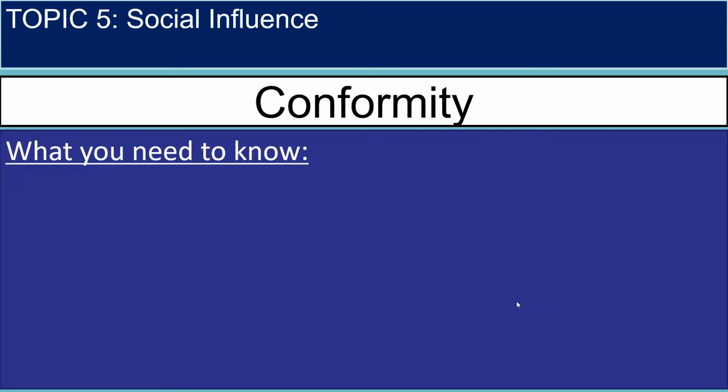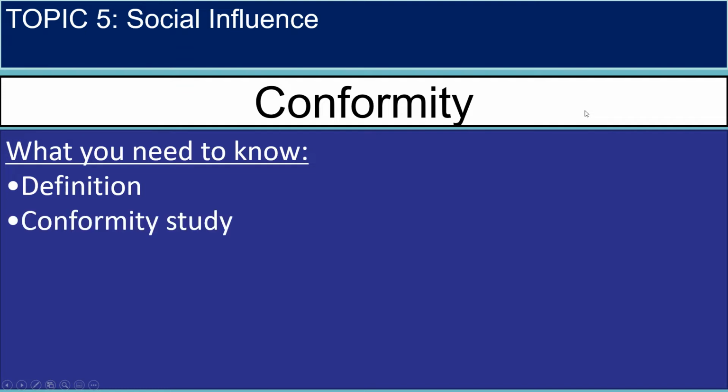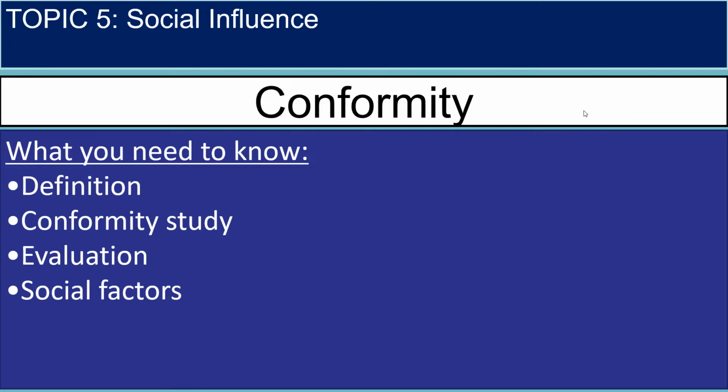In this psychology revision video, we will review conformity from paper 2, topic 5, social influence. There's a few things we need to know about conformity for the exam, and those things are a key definition of the word conformity, a conformity study, evaluation of that study, the social factors that increase and decrease the chances of conformity occurring, and the dispositional factors that increase and decrease the chances of conformity occurring.